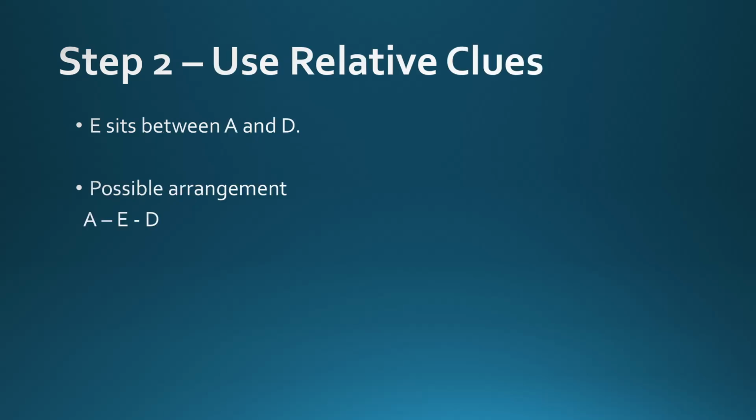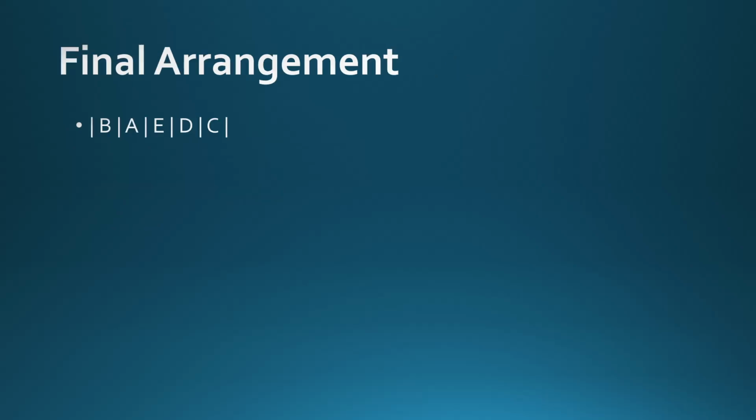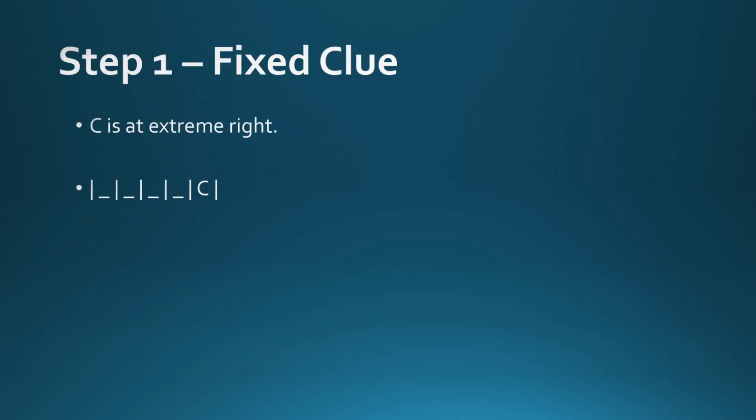Now step 2. Use relative clues. Group clues together whenever possible. So E sits between A and D. So the possible arrangement can be AED or DEA. So now we do the final arrangement. BAEDC. This could be the final arrangement given all the conditions.